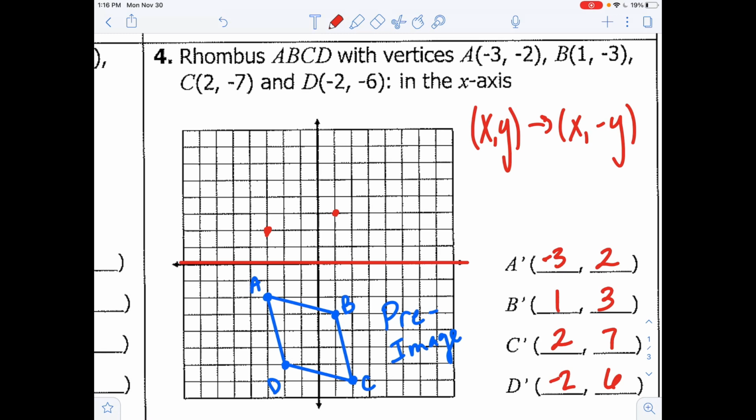You could also look at the picture and do the same thing that we've been doing and just say, you know, C is 1, 2, 3, 4, 5, 6, 7. So 1, 2, 3, 4, 5, 6, 7 on the other side is C prime. And then D prime is 1, 2, 3, 4, 5, 6 on the other side. D prime. So there's my rhombus, my pre-image below, and my image above.